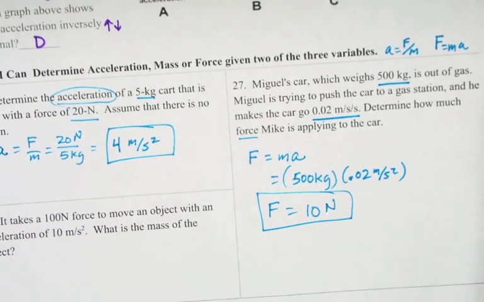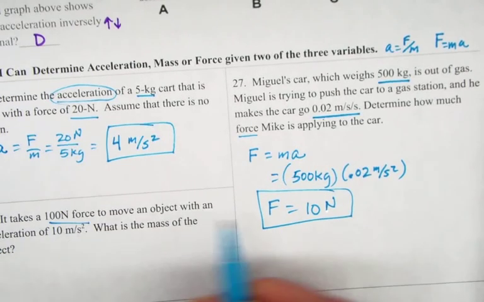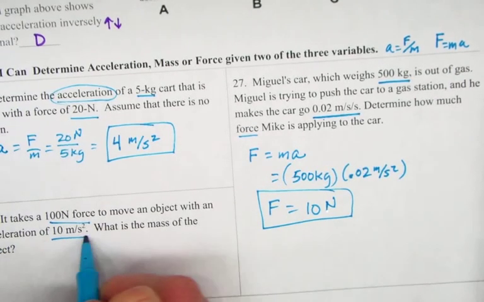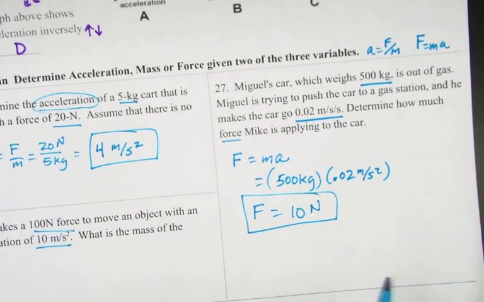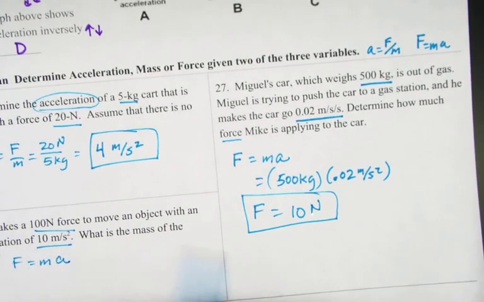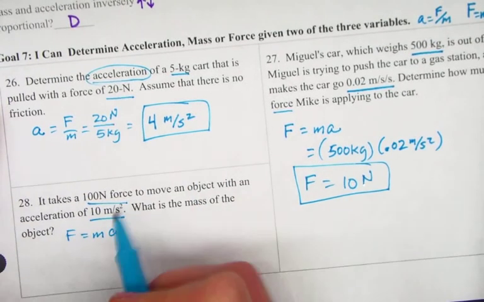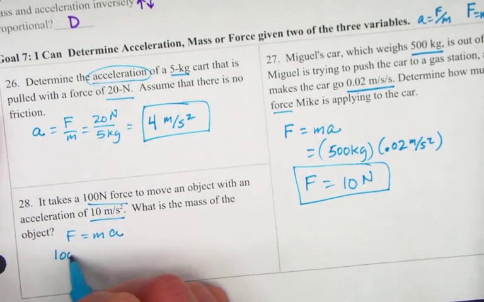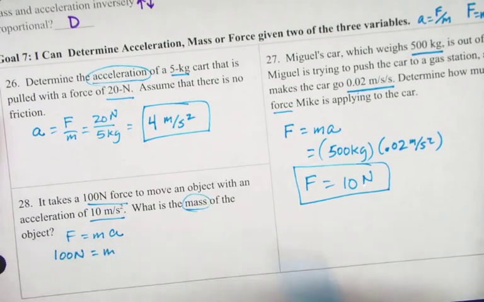And then for the last one here, we have it takes 100 Newton force to move an object with an acceleration of 10 meters per second squared. So this is up to you which one you want to use, but my preferred equation is F equals ma because it's really easy to solve for any one of the missing variables. So let's go ahead and plug in. We have 100 newtons here. We're looking for the mass, so I don't know that.